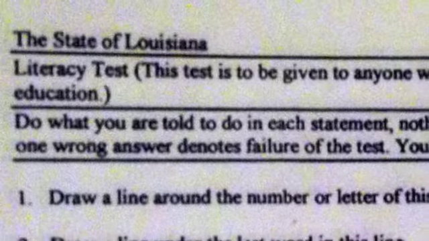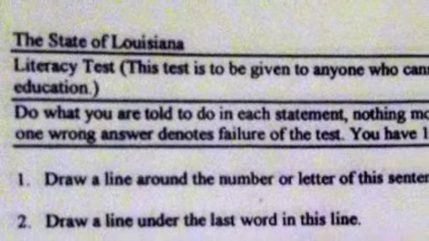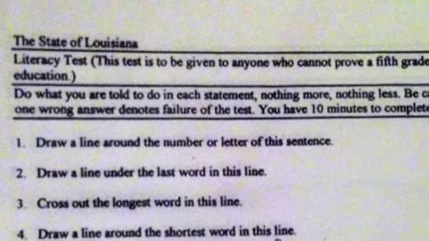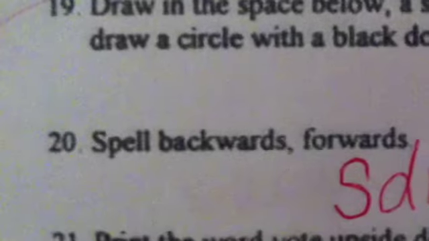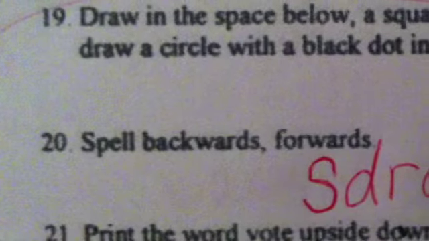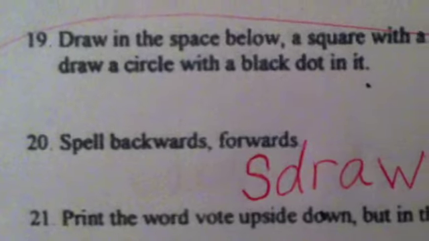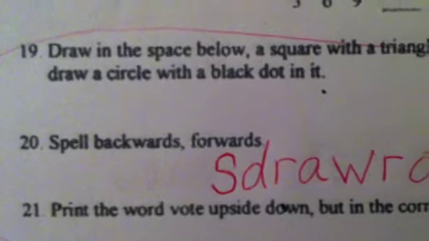The questions were deliberately designed to be tricky and confusing. Question number 20 says, spell backwards forwards. Whites would be judged correct no matter what they wrote as an answer. But African Americans who wrote both words but forgot to include the comma would be failed. Or if they included the comma, they would be failed for that.